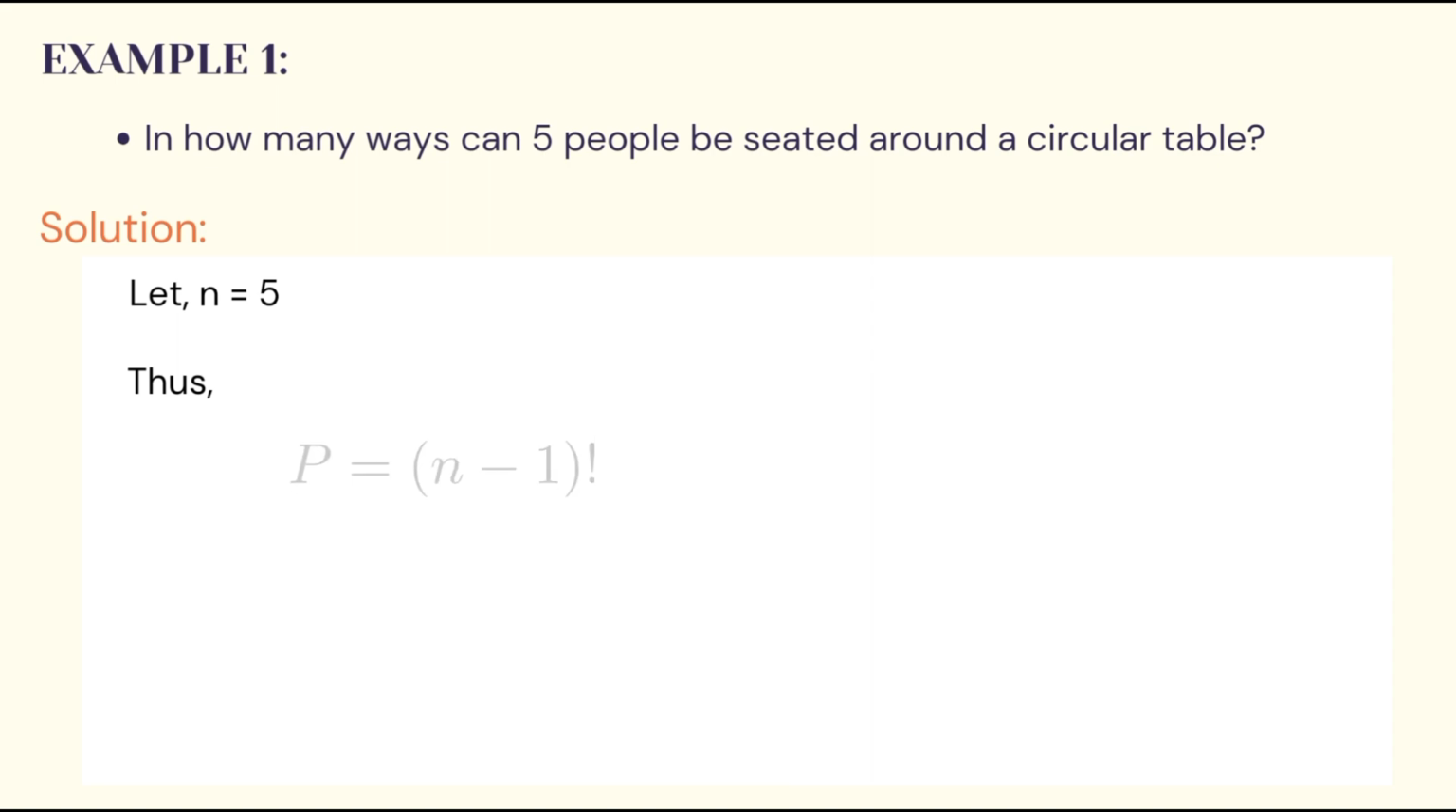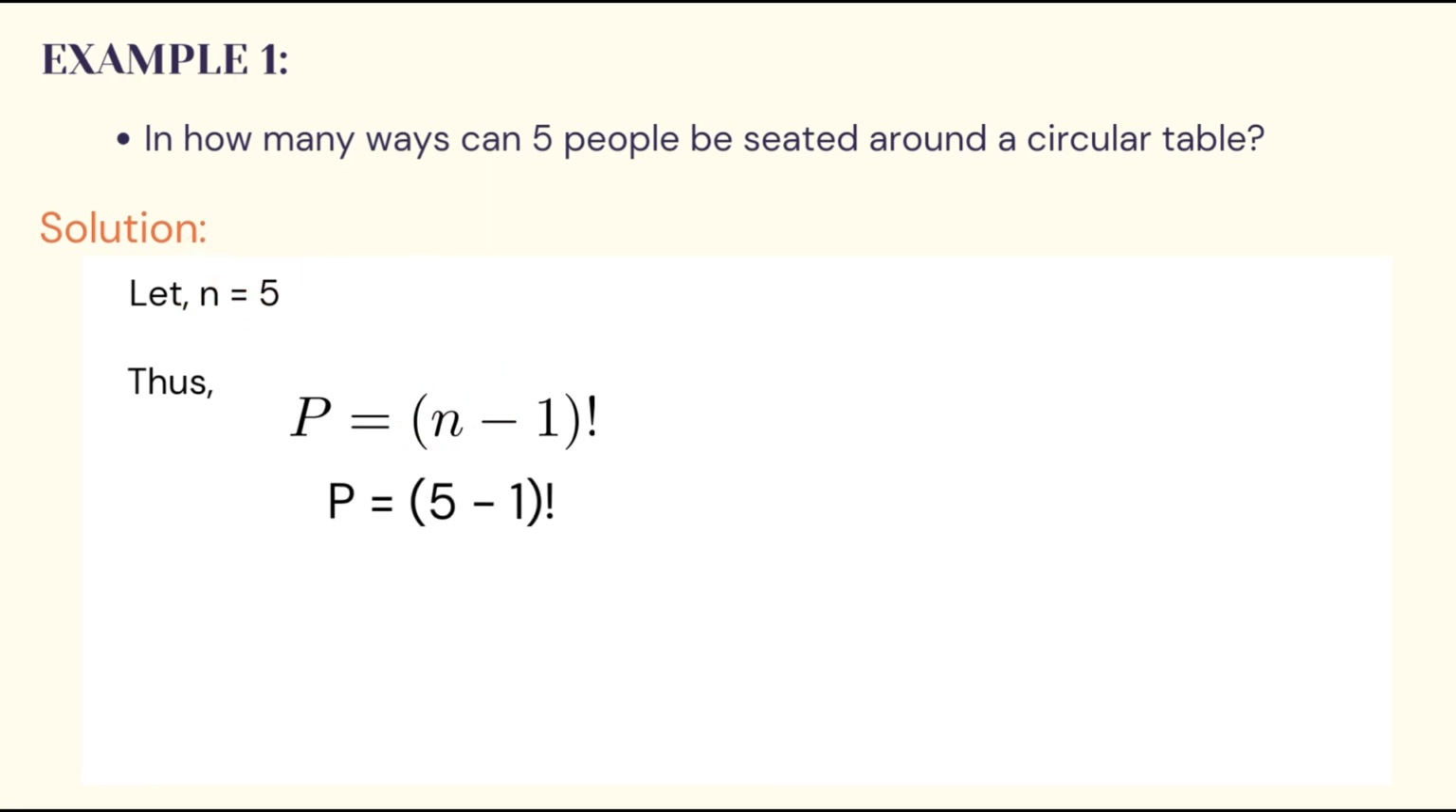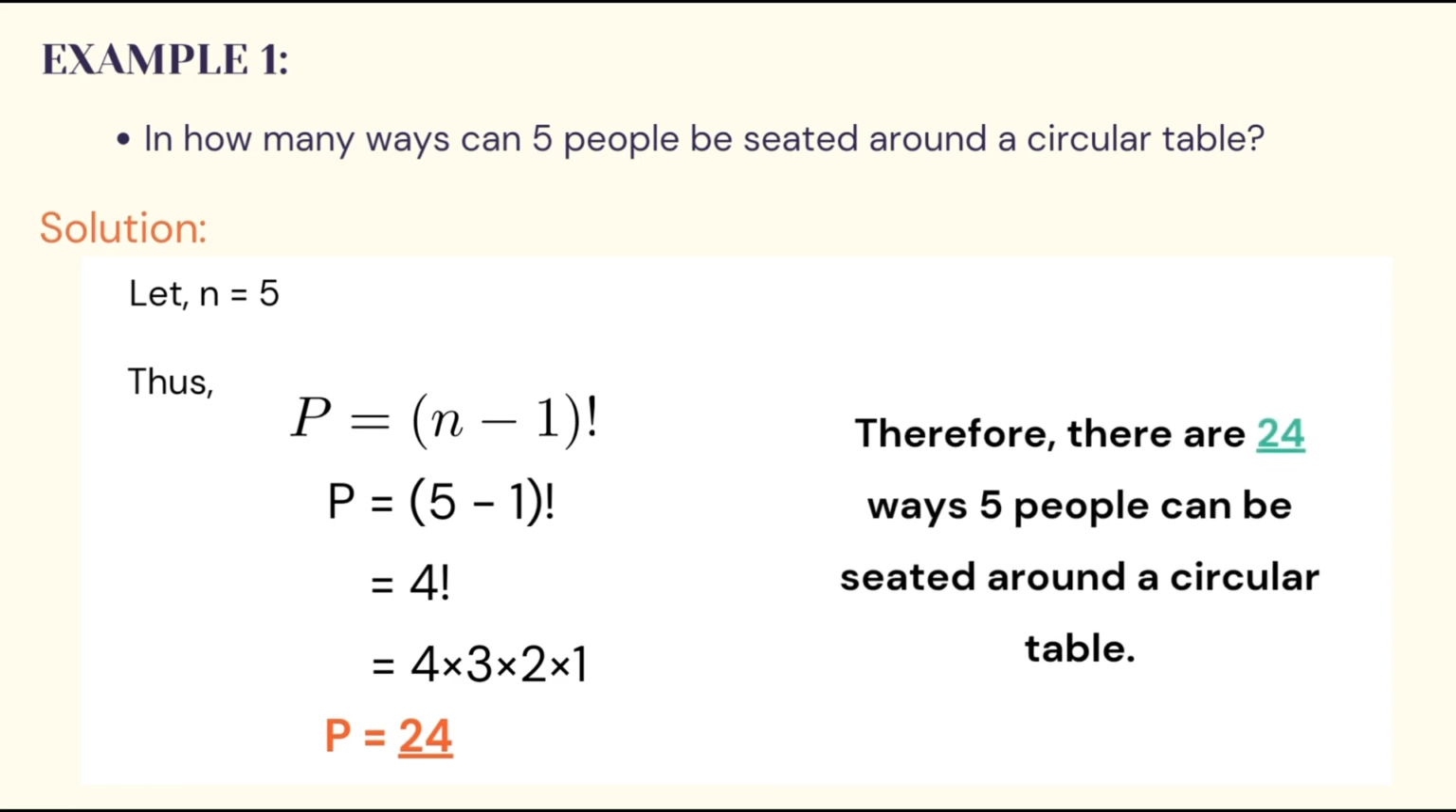Apply the formula. By substitution, substitute the variable n with 5. We will have P equals the quantity 5 minus 1 quantity factorial. Get the difference of 5 and 1. We will have 4 factorial. Expand or take the factorial of 4. 4 times 3 times 2 times 1 equals 24. Therefore, there are 24 ways 5 people can be seated around a circular table.